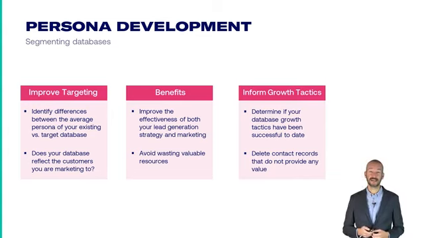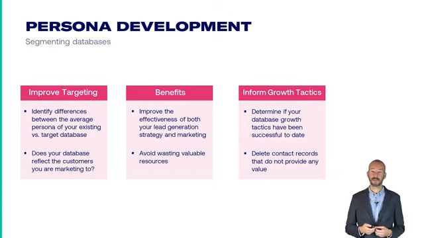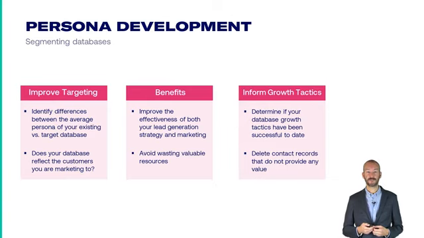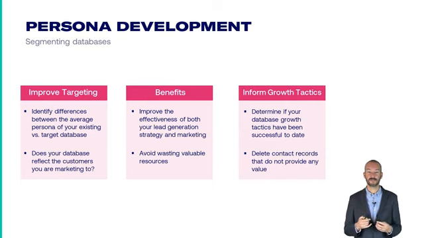And now we're going to talk about dividing databases, or some may call it segmenting. Now, a few things to think about when it comes to dividing databases. Improve targeting. Identify differences between the average persona of your existing versus target database. And I know some of this sounds a little bit dry, but again, this is all about creating an email marketing campaign and list that reflects your goals and strategy. As the second bullet says, does your database reflect the customers you are marketing for or marketing to? You want to make sure that everything is custom tailored and bespoke to your audience.